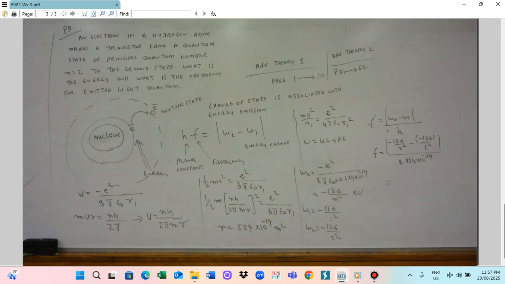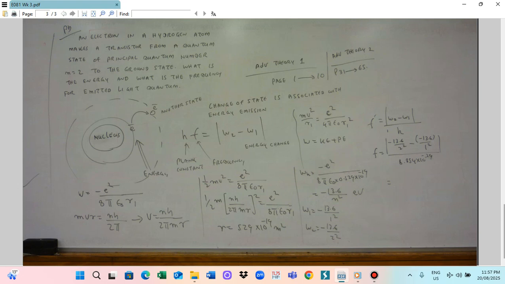W1 is equal to minus 13.6 divided by 1 squared, and W2 is equal to minus 13.6 divided by 2 squared. So we can calculate W2 minus W1, and the frequency can be calculated. After this, dividing by the Planck constant, you can calculate the frequency. Therefore the frequency f is equal to W2 minus W1 divided by h.